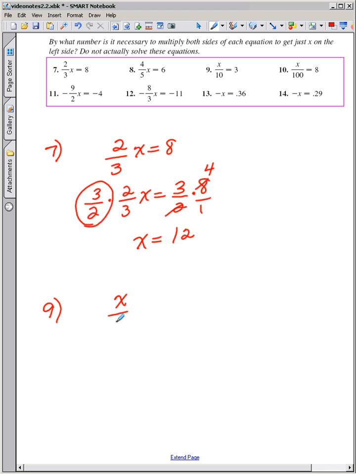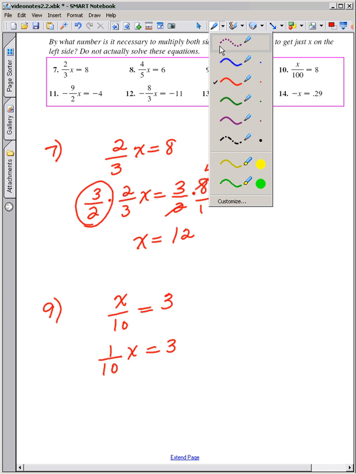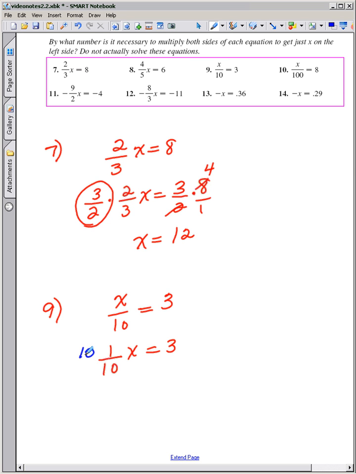Now what about number 9? It's x over 10 is equal to 3. There's a couple ways to think about this. x over 10 is equivalent to 1/10 times x is equal to 3. So we can think about what is the reciprocal of 1 over 10. Well, that is 10 over 1, or just simply 10. So if you multiply both sides by 10, 10 over 1 times 1 over 10 is just simply 10 over 10, or 1x, right? 3 times 10 is 30. So the answer to the question, what do I have to multiply both sides by, is 10.